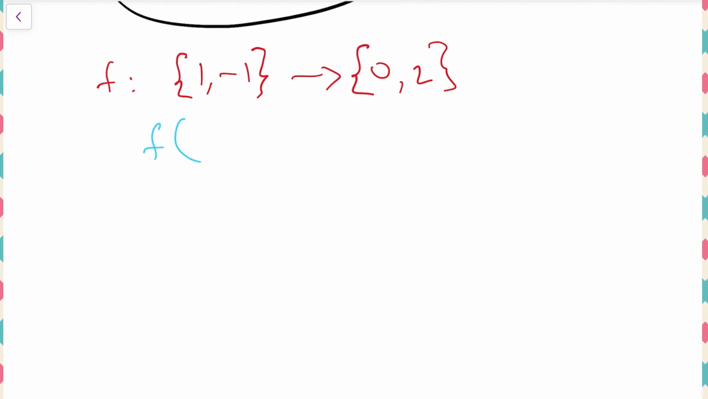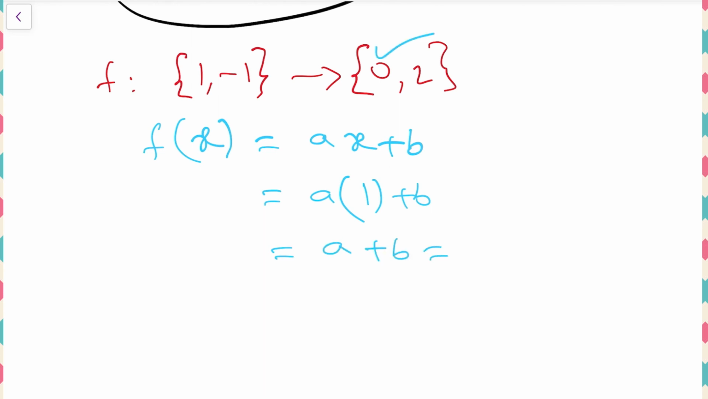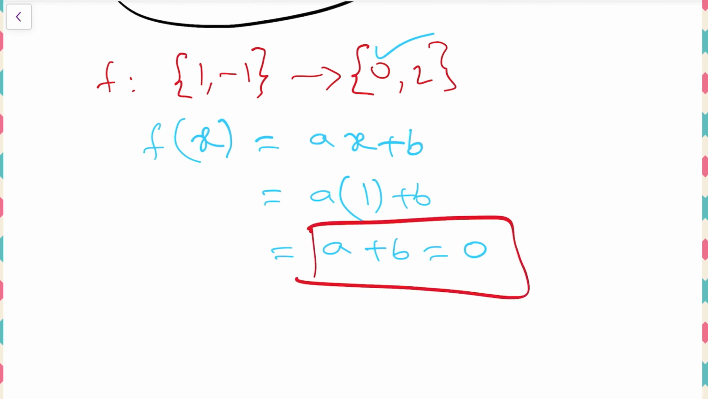The function is defined as f of x is equal to ax plus b. Let us substitute one by one element. In the place of x, 1: a into 1 plus b, that is a plus b, which is equal to the first answer, 0. So a plus b is equal to 0. This is the first equation.